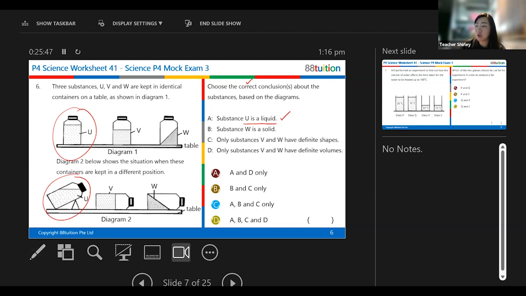Now, is W a solid? See, when we have W on the table like that versus when we tilt it, is W a solid? Yes. Okay. V and W have definite shape. Yes, okay, because a solid has definite shape. Only V and W have definite volume. You mean U does not have definite volume? U is a liquid, right? And these two, I think these two are solids, right?